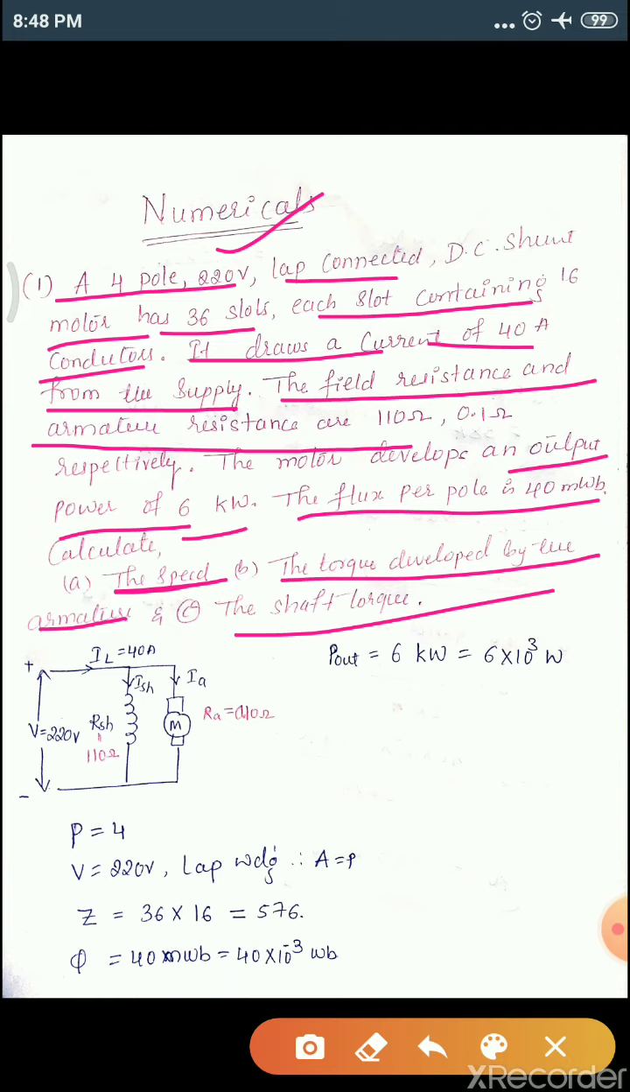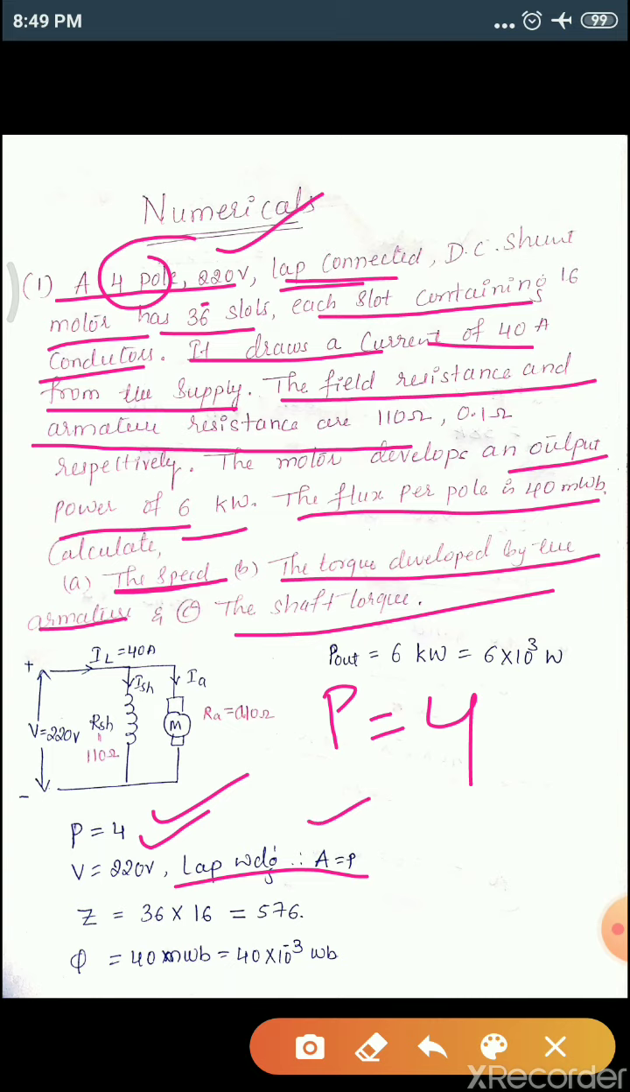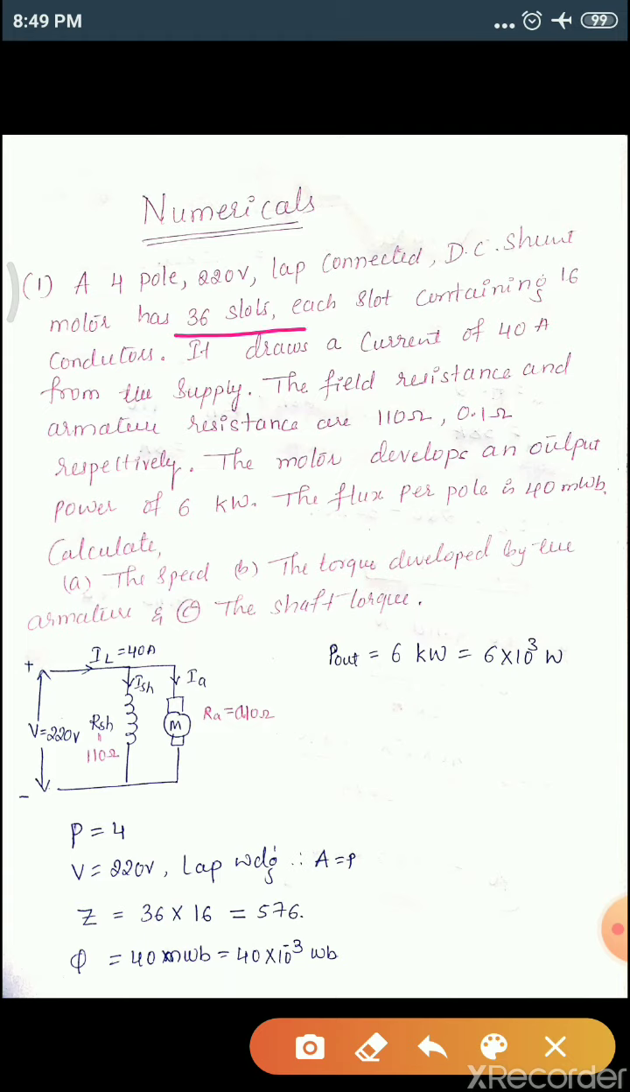Okay, let's see what data they have mentioned. 4 pole, so P is equal to 4. 220 volts, so supply voltage V is equal to 220 volt. Lap connection means the number of parallel paths will be equal to P, so A is equal to P. The motor has 36 slots and each slot consists of 16 conductors. Therefore total conductors Z will be number of slots into conductors per slot, so it is 576.